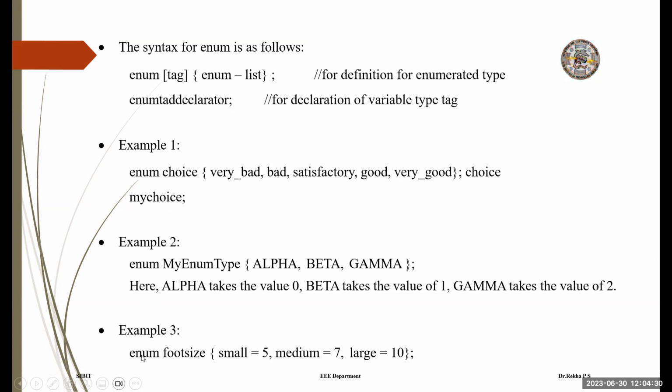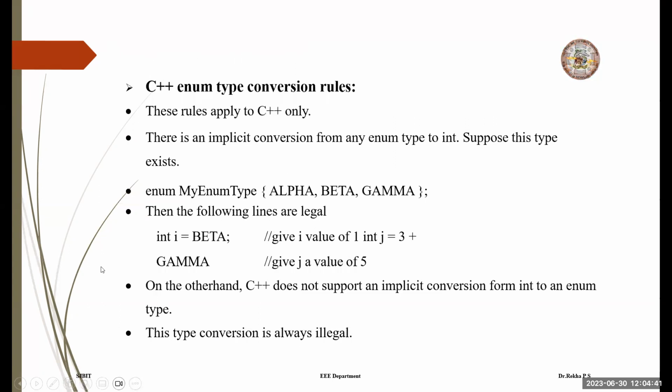Like that, example 3, enum foot size. Here I have assigned the values. We can also assign values explicitly to the enumerator list. Now C++ enum type conversion rules. You have to follow certain rules while writing enumerated data types. These rules apply to C++ only. There is an implicit conversion from any enum type to int. Suppose this type exists: enum my enum type, with alpha, beta, gamma whose values are not declared. So automatically it assigns 0, 1, 2 to this list. The following is a valid example.